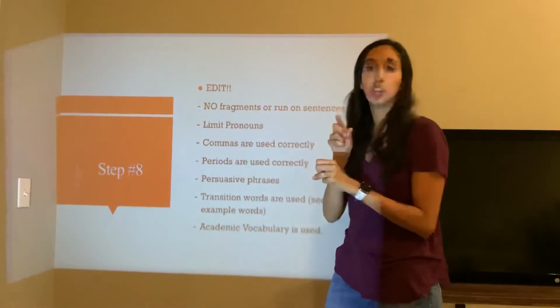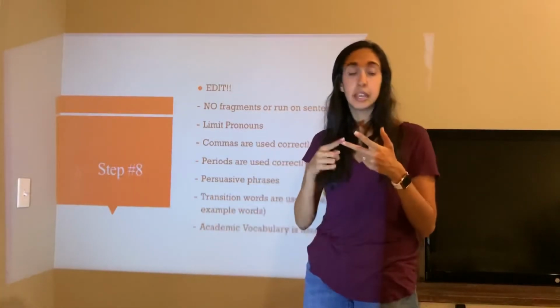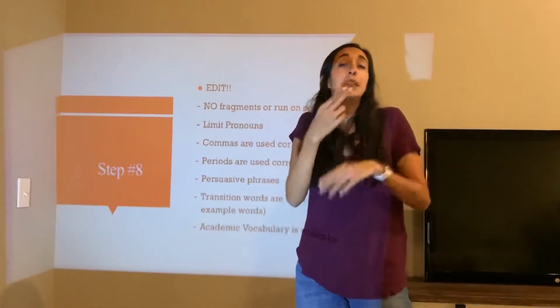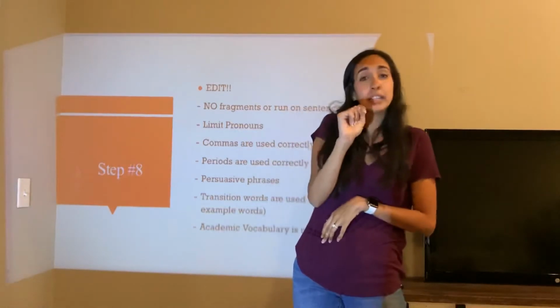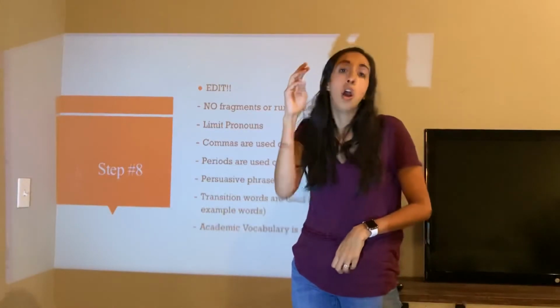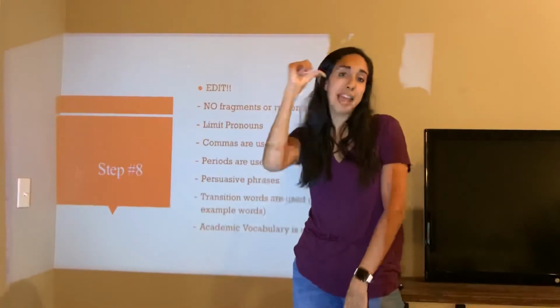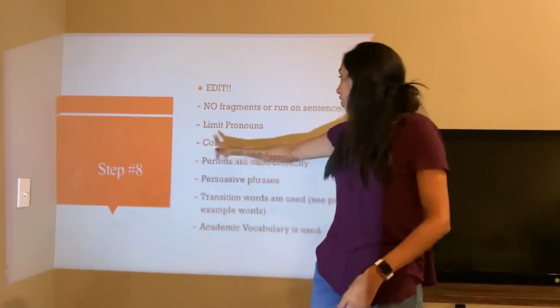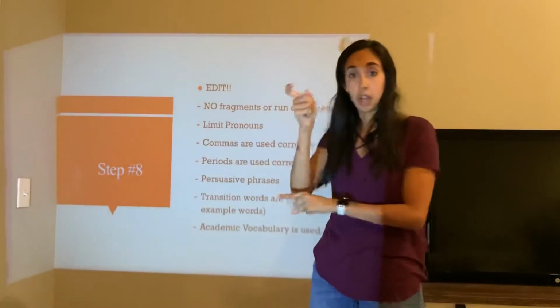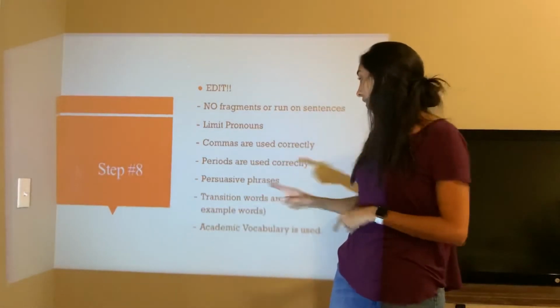So make sure there are no fragments, there are no run-on sentences. Try not to use a lot of he, she, it, okay? Try and explain more. Who is she? Oh, Miss Ordonez. Or who is he? Oh, okay, it's Alex, okay? You're going to use correct commas. Make sure and read through. Periods are right where they need to be.